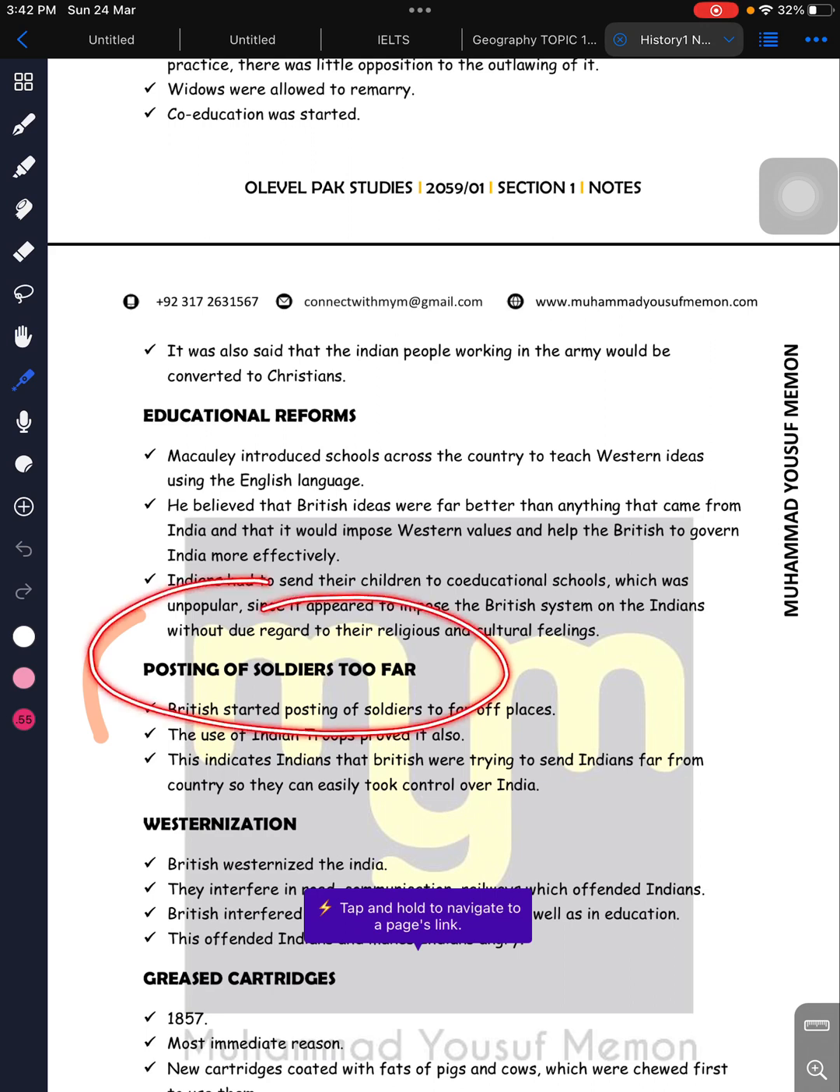After that, posting of soldiers too far, which means the British started posting Indian soldiers too far, out of the country or to the country borders, and this indicates directly that the British wanted more control, ठीक है. ज़्यादा कंट्रोल ले लेता, तो अगर इंडियन कंट्री से थोड़े बाहर चले जाते तो ईज़िली वो कंट्रोल कर सकता था.